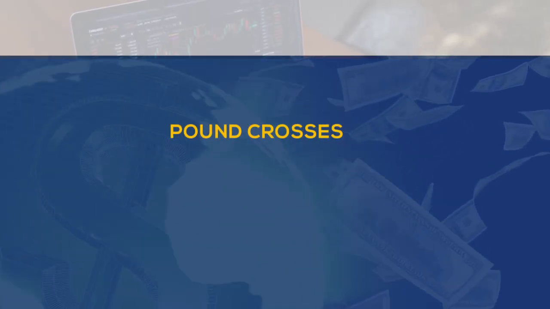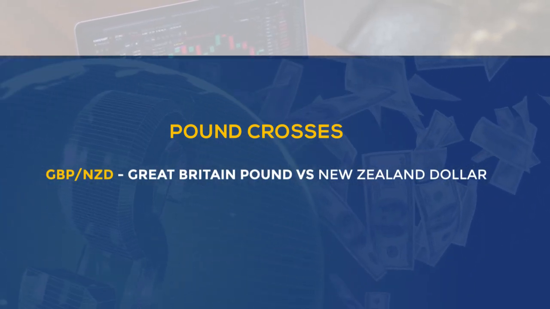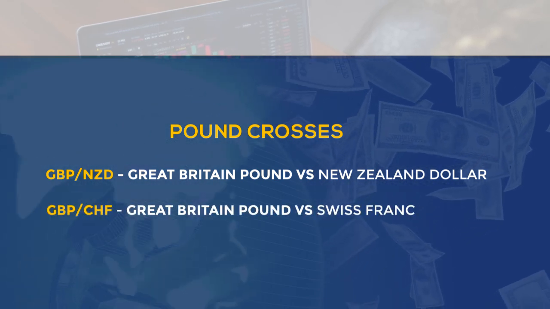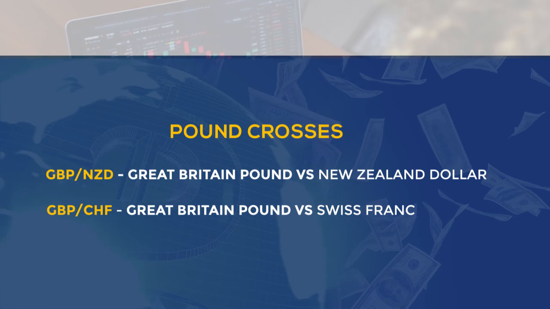Now, when we come to the cross currencies, these are currency pairs that exclude the United States dollar. They are also further broken down into three parts: the pound crosses, the euro crosses, and the yen crosses. The pound crosses are the pound pairs which exclude the USD. That includes GBP NZD, which is the Great Britain pound versus the New Zealand dollar, and GBP CHF, which is the Great Britain pound versus the Swiss franc, etc.